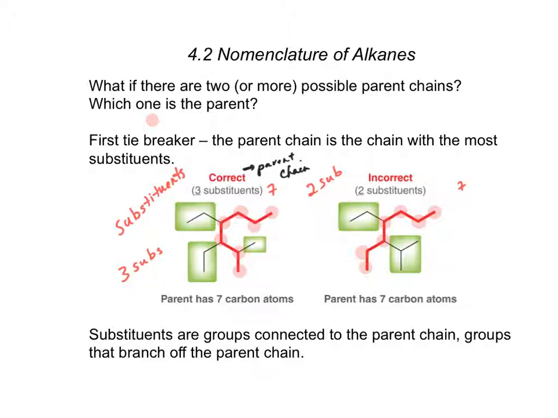Okay, so we're always looking for the longest consecutive chain to determine our parent chain. If in the same compound there are 2 possible longest chains, then you're going to go with the one that has the most branches off of it, the most substituents.